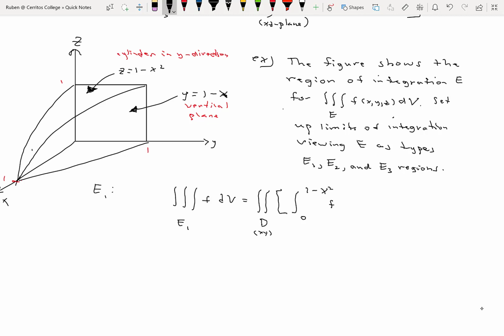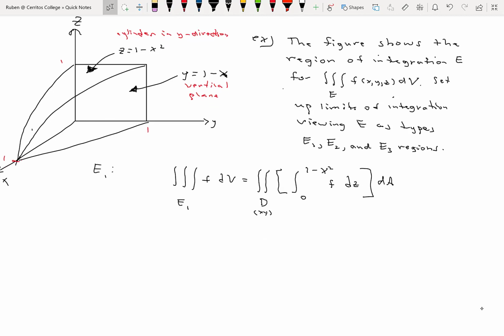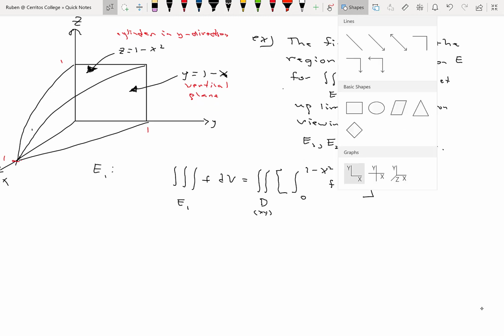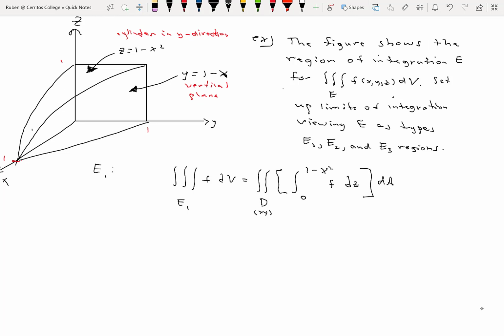Of the function. When we're integrating from below to above, we're integrating in the z direction. This is then a double integral dA over the region D in the xy plane. So the rest of our work for this first integral is in converting the double integral to a doubly iterated integral over the region D in the xy plane. So let's separately draw the region D in the xy plane.